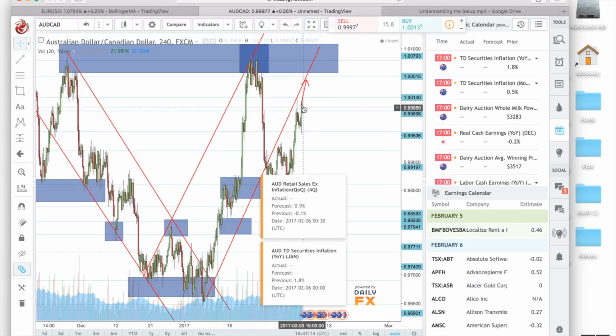Well, our technical analysis says it's probably going to go up. Do our fundamentals support this, right? You'd go do research on what is AUD retail sales inflation? What is AUD TD securities inflation? You'd go research this and understand, okay, if they raise a rate or if they say a certain sentiment, a sentence, what would price do, right?